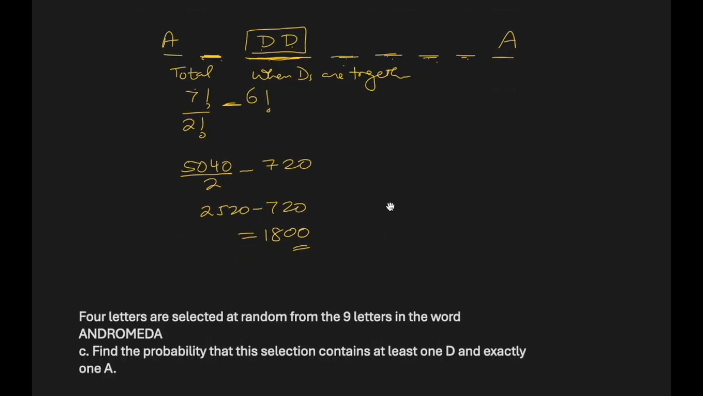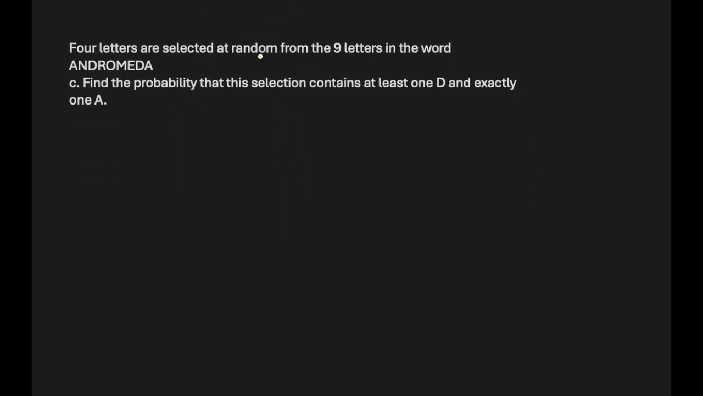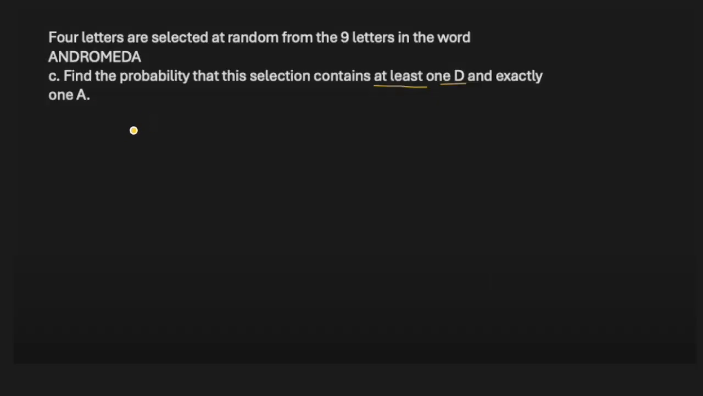Next, 4 letters are selected at random, selected not arranged, from 9 letters of the word. Find the probability that this selection contains at least one D and exactly one A. Okay, so the case here is that at least one D and exactly one A. So at least one A, sorry, exactly one A and at least one D.